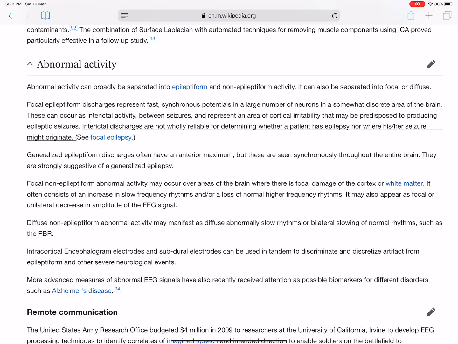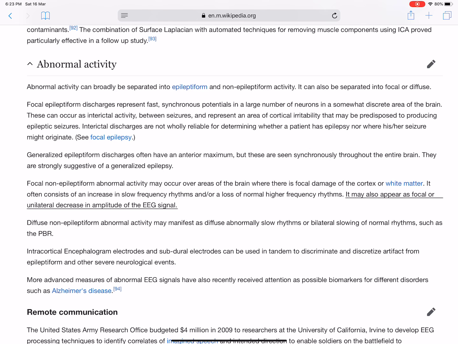Generalized epileptiform discharges often have an anterior maximum, but these are seen synchronously throughout the entire brain. They are strongly suggestive of a generalized epilepsy. Focal non-epileptiform abnormal activity may occur over areas of the brain where there is focal damage of the cortex or white matter. It often consists of an increase in slow-frequency rhythms and/or loss of normal higher-frequency rhythms. It may also appear as focal or unilateral decrease in amplitude of the EEG signal.